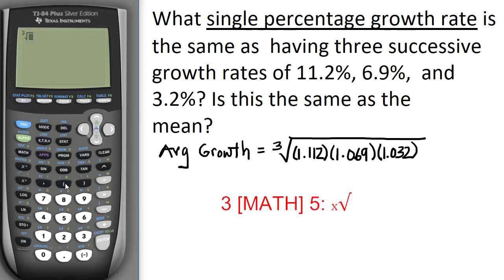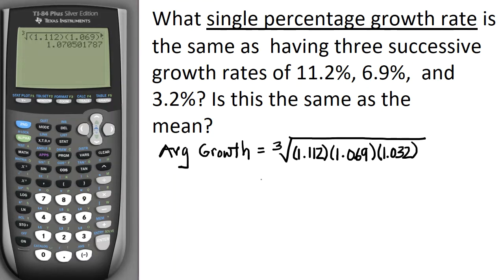And now inside that little blinking box, I'm going to put 1.112 multiplied by 1.069, and that's multiplied by 1.032. Now I have to hit this forward arrow key to get it out from under the root symbol and hit enter. And you can see that I have calculated the average growth rate as 1.0705 rounded to 4 decimal places.